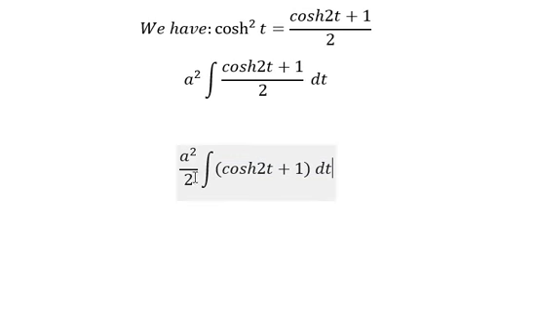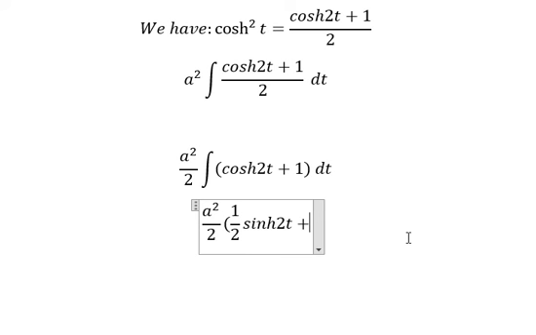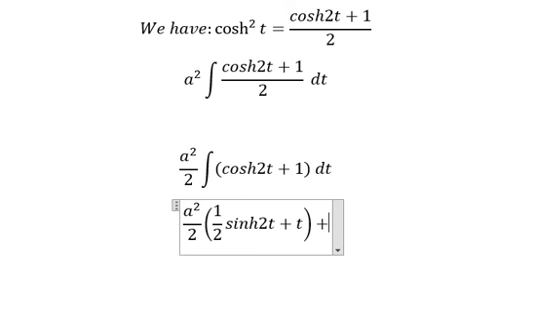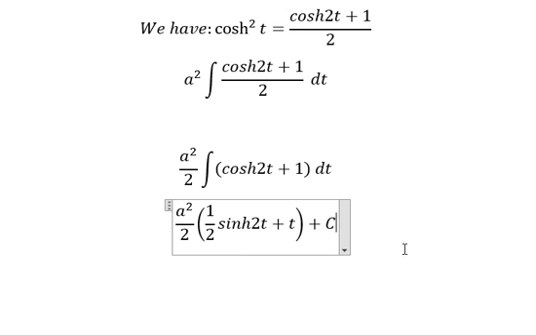And now we have the final answer. The integration of cosh 2t, we have 1 over 2 sinh 2t. Number 1, that is about t. And I will put c.